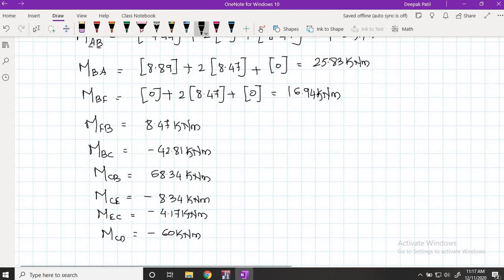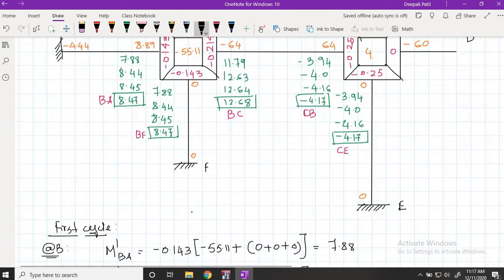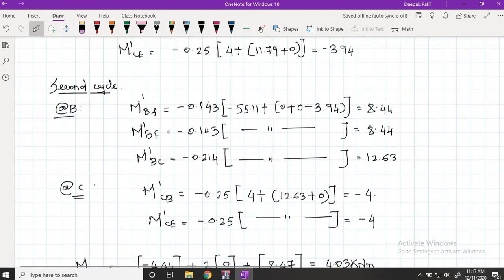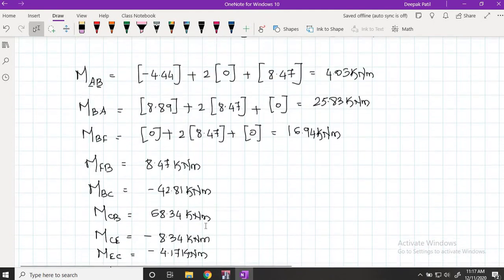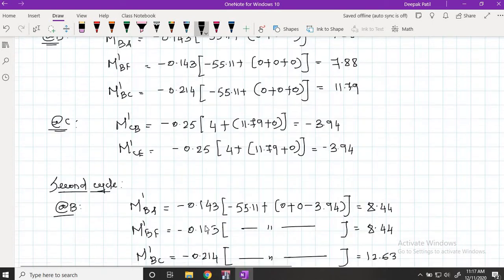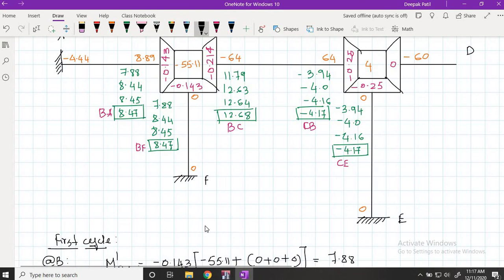Okay, now these are the final moments you can see. Now when you add at joint B, MBA plus MBF plus MBC should be 0. If you do all these three things, you will get 0. Likewise you can do the cross check. Now once you know the end moments, easily you can calculate the shear forces and draw the shear force diagram and the bending moment diagram, right?